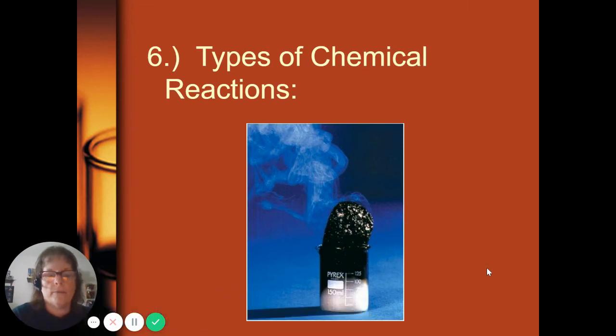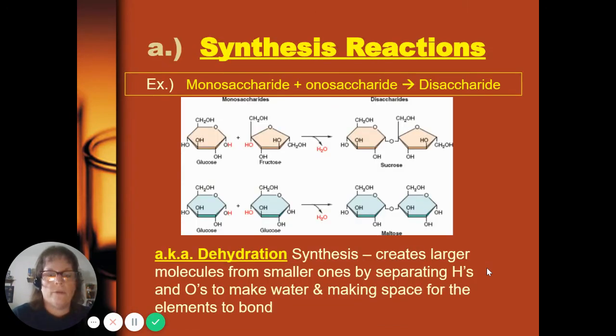All right, so we've got to look at the different types of chemical reactions. So you have synthesis reactions, where things are being made, creating larger molecules from smaller ones.